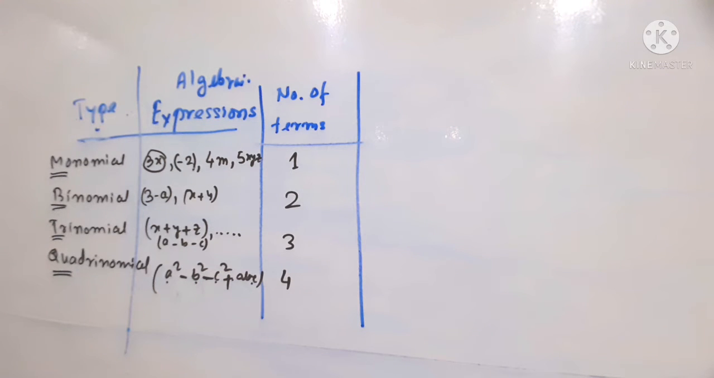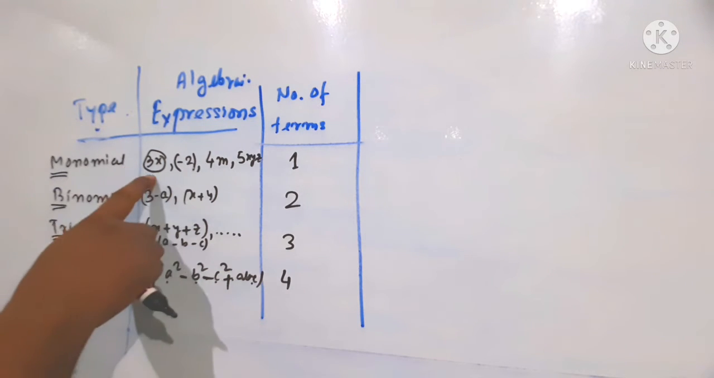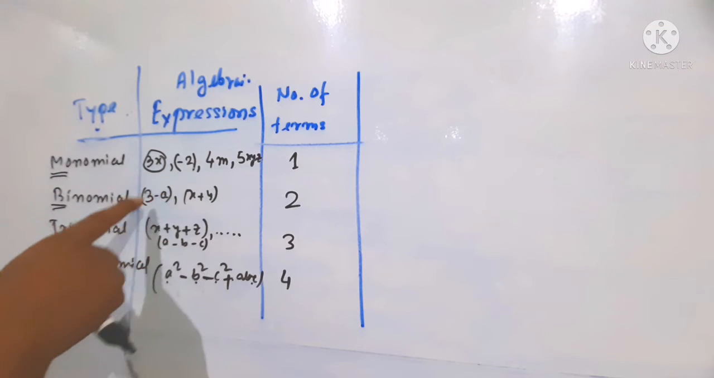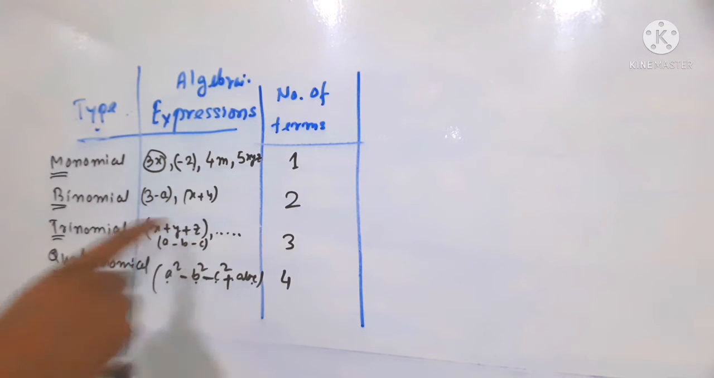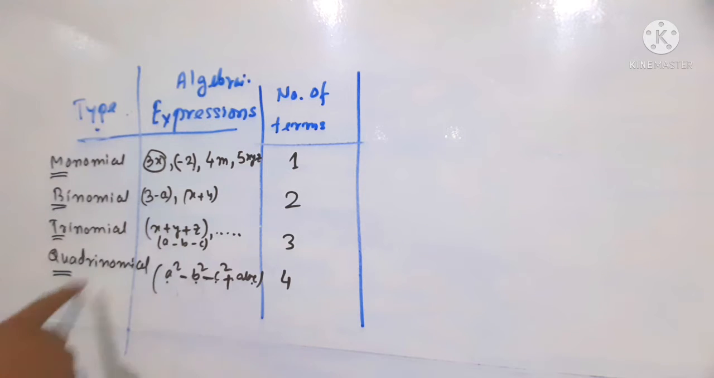So the basic conception: when there is 1 term, it is a monomial; when 2 terms, binomial; when 3, trinomial; and when 4, quadrinomial. Is this clear? This is the basic idea. When we solve the problem, then it will be very clear.